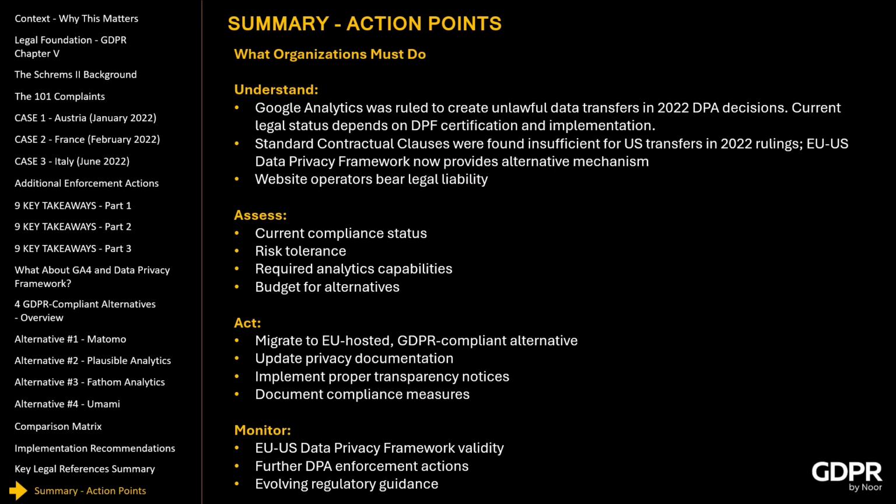Choose your replacement. Advanced: Matomo; simpler: Plausible or Fathom; developer friendly: Umami. Migrate. Run in parallel, import historical data. Update privacy documents. Update Article 13 notices. Update contracts. Document everything. Keep your transfer assessment and decision rationale. Monitor. Follow the DPF court case, DPA enforcement and EDPB guidance. This is the core checklist for replacing Google Analytics and staying compliant.